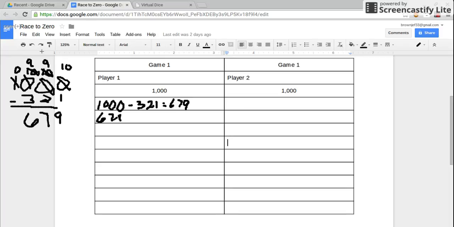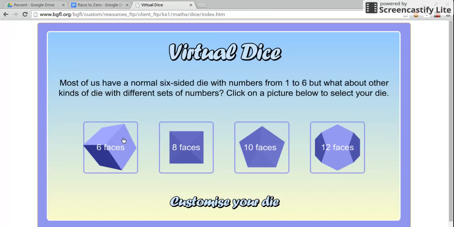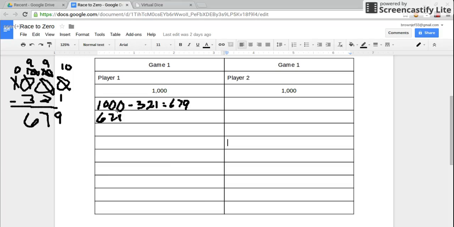And now then it won't let me, I'd have to erase all this to go back to my virtual dice here, but let me just see if I can. Oh, look, I can do it. So here are my virtual dice, 425. Okay, so let's go back to my Race to Zero. And now I'll be subtracting 425 right there.